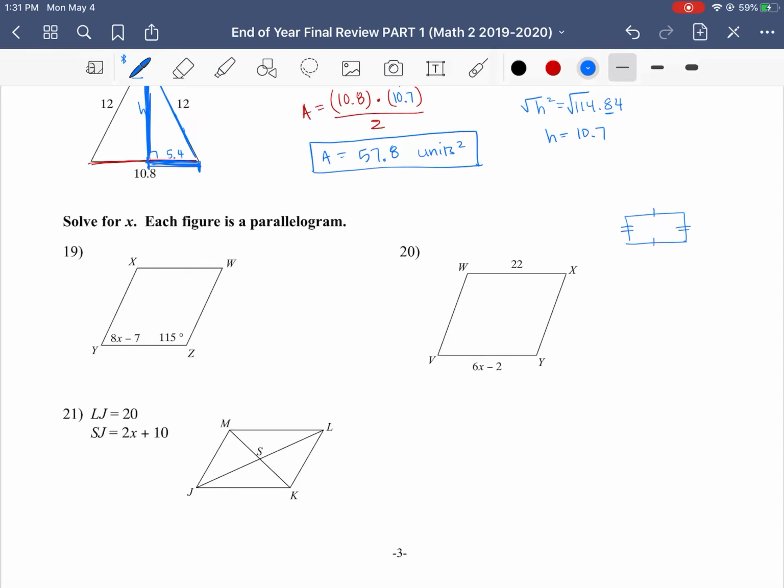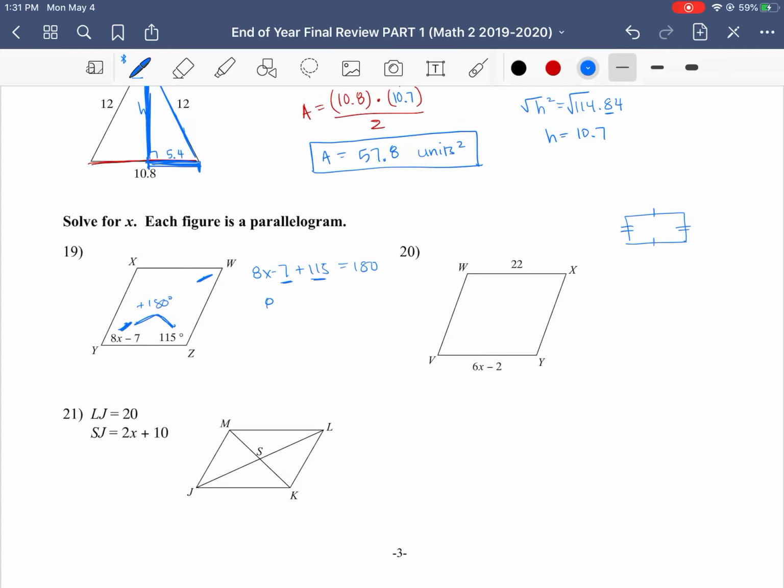So if we're looking at number 19, we know that this angle over here, W, would be equal to this angle, Y. If they're angles that are next to each other, so these two, they need to add to 180 degrees. So we're going to set up a little equation and say 8x minus 7 plus 115 should equal 180 degrees. And then it's a matter of solving that.